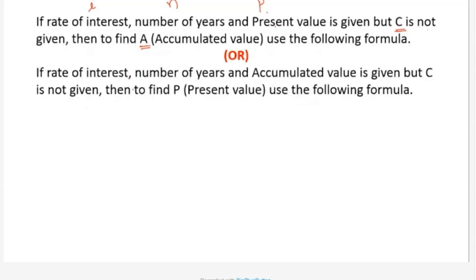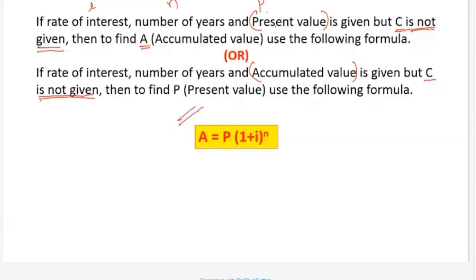Or if rate of interest, number of years, and accumulated value are given. At the top here I am saying present value; here I am saying accumulated value is given, but C is not given. In both the cases, what is common? C is not given. If C is not given, then you should have one more formula, the 7th formula. There are 6 formulas of annuity. This formula exactly is not annuity. Here there is no C. Actually, this formula you can say is the compound interest formula also. A is equal to P in bracket 1 plus I raised to N.